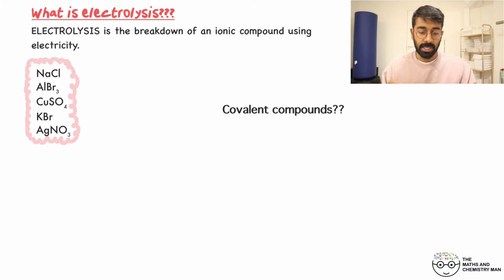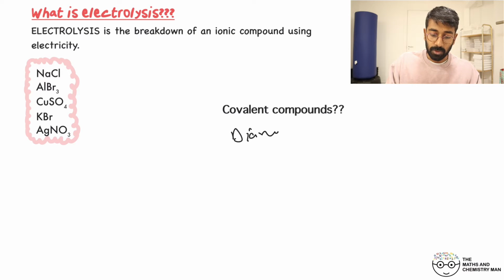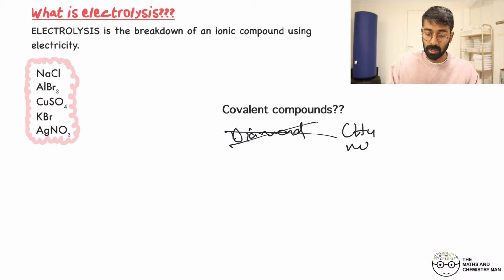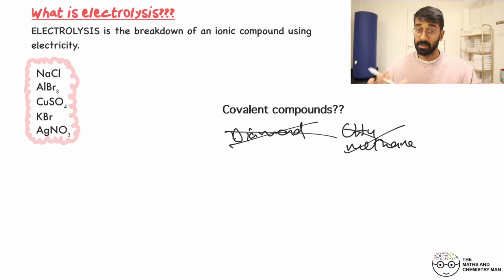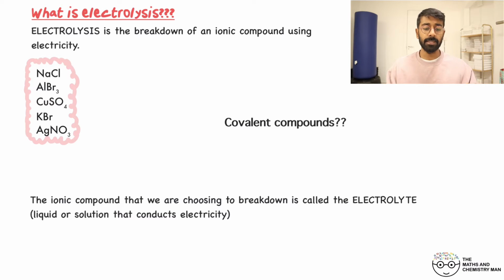So covalent species, so things like diamond, we're not talking about those. Or methane, so CH4, that's methane there. We're not talking about those either. Or ammonia even, we're not talking about any of those. We're only talking about ionic substances. Now, the ionic substance that we choose to put under electrolysis is given a special name. It's called an electrolyte. And the electrolyte is essentially something that's going to conduct electricity.